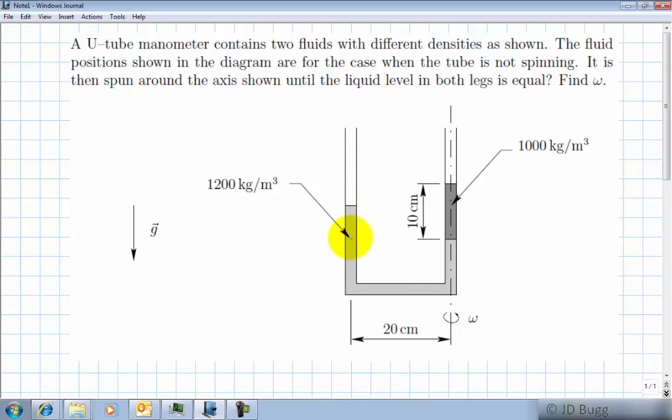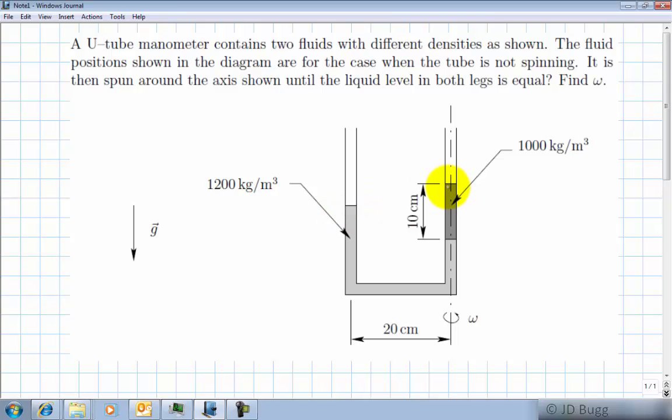So a U-tube manometer shown here contains two different fluids with densities as shown. This lighter shaded fluid here has a density of 1200 kilograms per meter cubed, and the darker fluid here is 1000 kilograms per meter cubed. The fluid positions shown in the diagram are for the case when the tube is not spinning. So the tube is just stationary here, and because this fluid is a higher density, this free surface here is a little bit lower than this one.